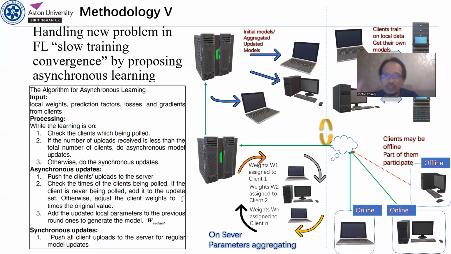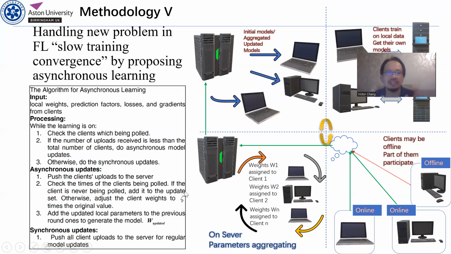If yes, then we go for synchronous. If not, then asynchronous. So for asynchronous update, you have different scenarios. You push the client's upload to the server, which checks the number of times the client has been pulled. If the client has never been pulled, then add it to the update set. Otherwise, adjust the client weights epsilon times the original value.